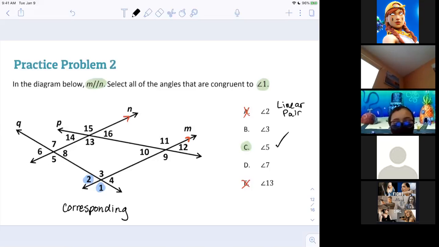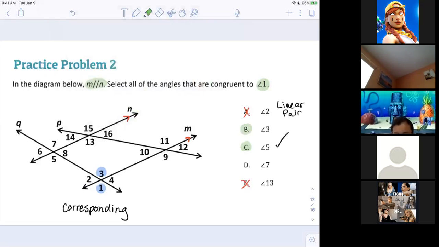So, okay, let me just summarize. 1 and 2 are a linear pair, so what do they add up to? 180? They add up to 180, so they're not congruent, they're supplementary. So A was wrong. B, angle 1 and angle 3, what are these called? Vertical. So are they congruent? Yes, they definitely are. So B is correct.